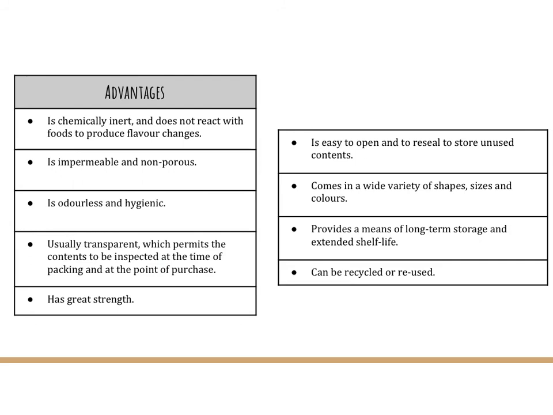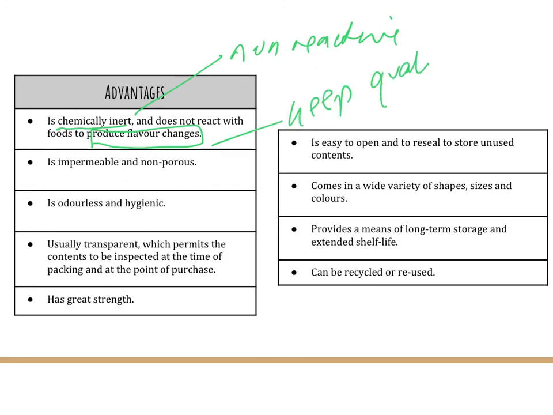Now let's look at the advantages of using glass. The first one is that glass is chemically inert. So this means it is non-reactive. It does not react with foods and it doesn't produce flavor change. So it does keep the quality of the food product, and all of the sensory properties are maintained, including taste.